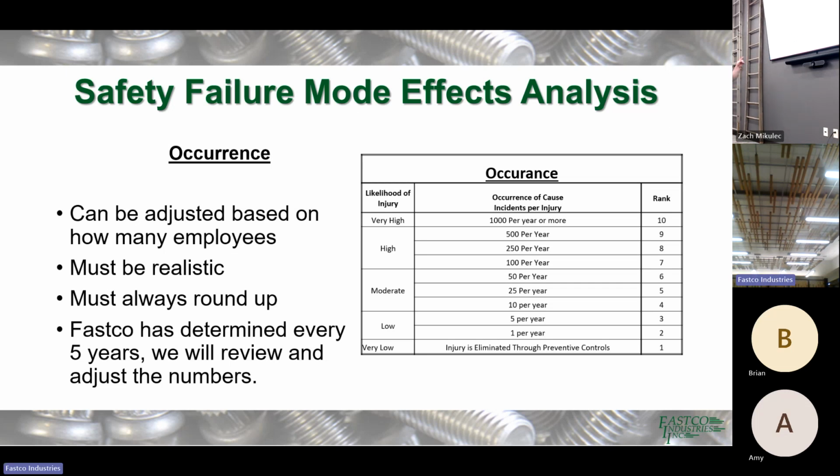So we also have determined that every 5 years for our company, we're going to revisit these and readjust our occurrences officially. So it'll be like 5 years from now, okay, well, now we don't have any more injuries. We can bring it down to a 2. Very rarely will you ever bring it down to a 1, but you still have it there.